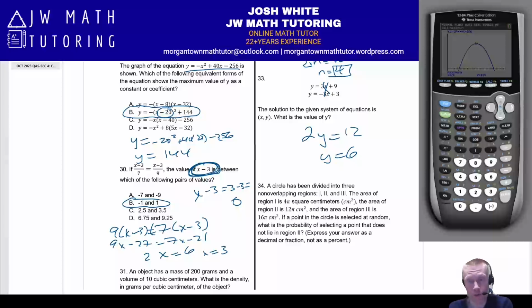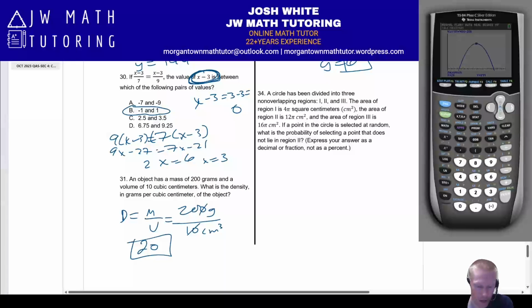Of course, you could also graph these on the calculator and use the intercept function. You could also technically set them equal to each other and then solve for x, but that just creates more work because they want to know the value of y. So there's really no reason to do substitution. Just do elimination as it's given, and you can just get y equals 6, with minimal work.